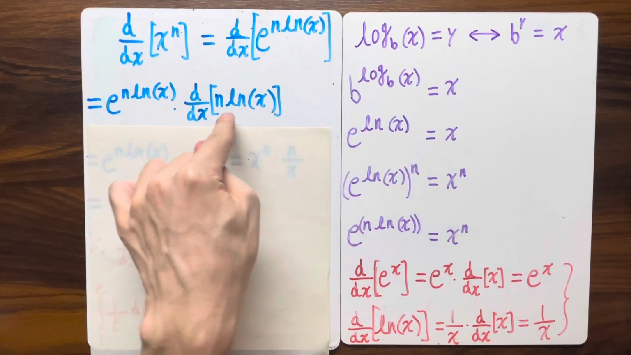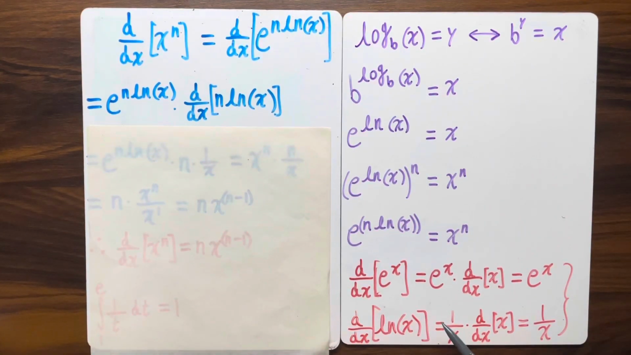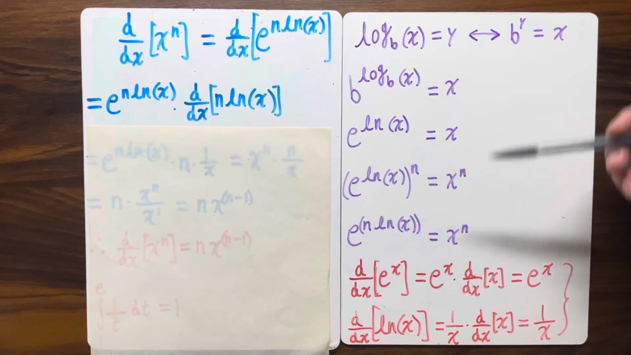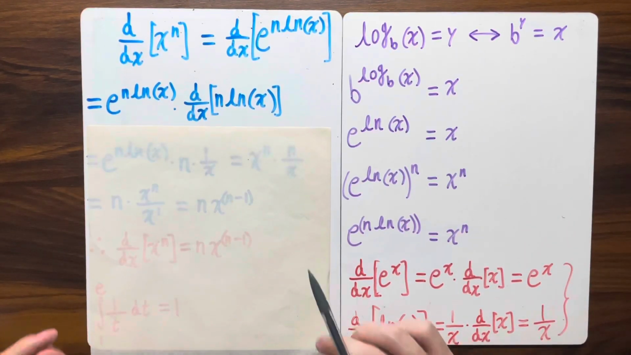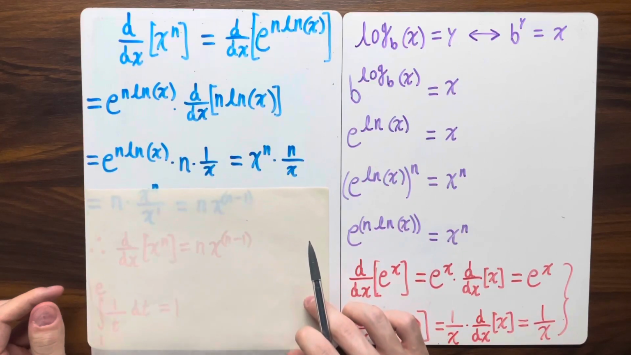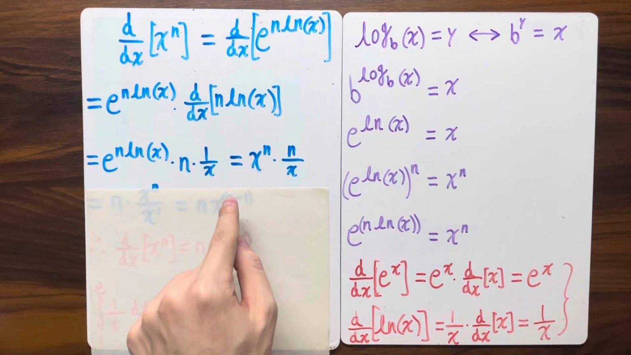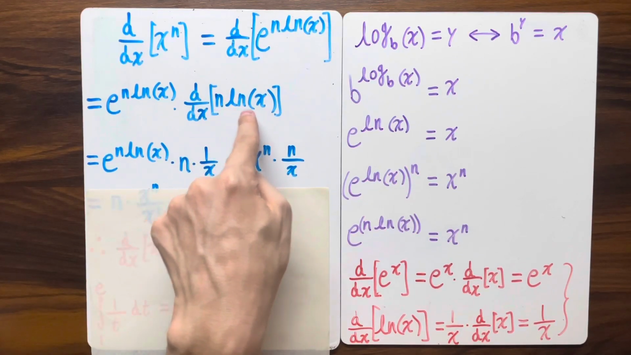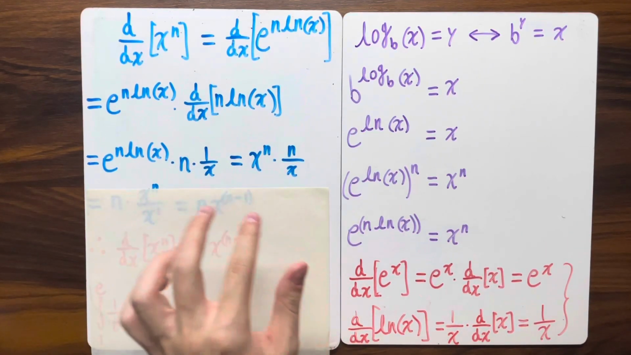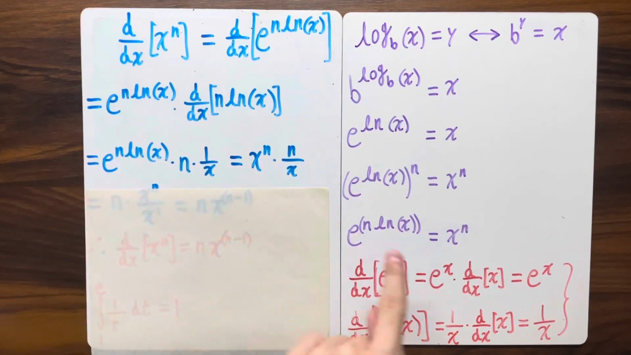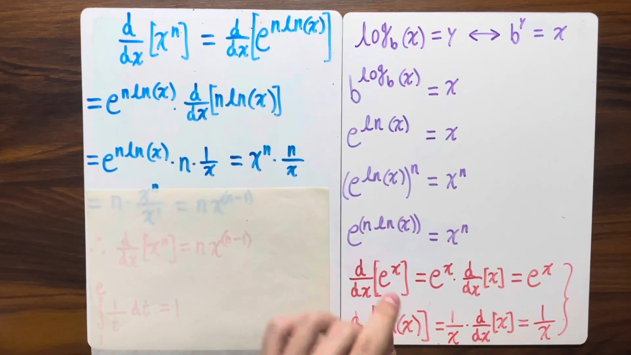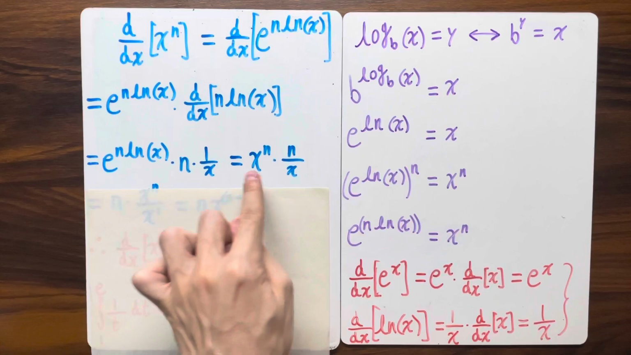So what is the derivative of ln of x? Well, we figured out that the derivative of ln of x is just 1 over x. This comes from knowing the derivative of e to the x and using some other log properties. So knowing that, we can say the derivative of this is just n times 1 over x. n was the constant, the derivative of ln of x is 1 over x. And of course, e to the n ln of x, well, that was just x to the n. So we can rewrite this equation like this.